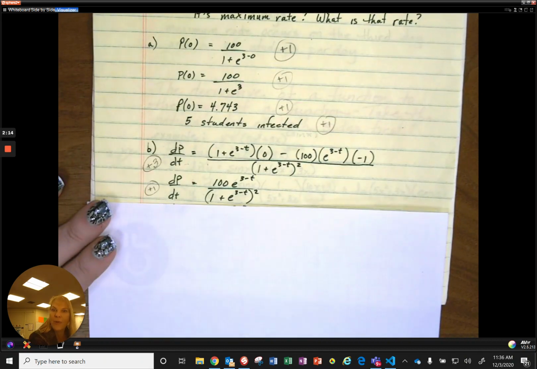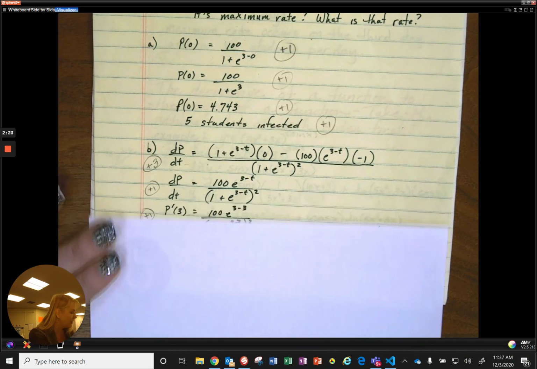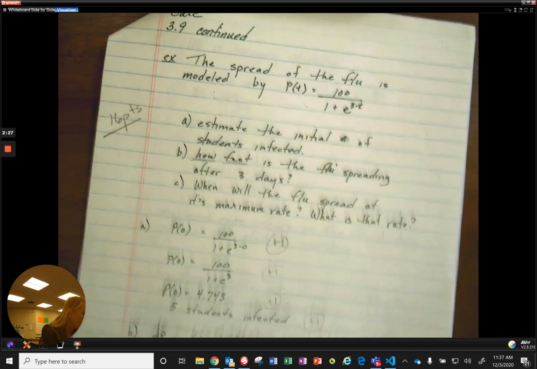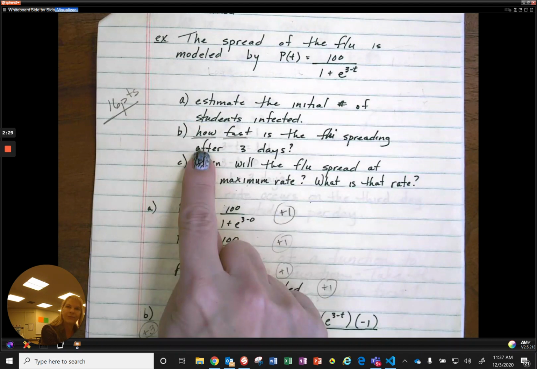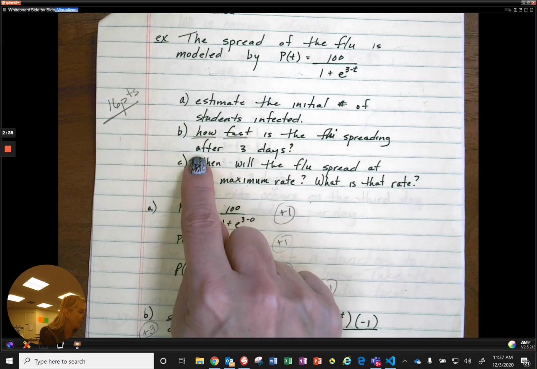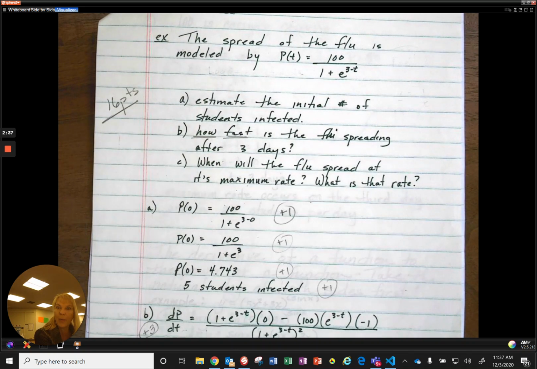So what am I looking for? I'm looking for the maximum value, which means I need to set that derivative equal to 0. Oh, no, I'm sorry. How fast is... I'm not looking for the maximum, I apologize. How fast is the flu spreading after 3 days? So I want that rate of change when T is 3.